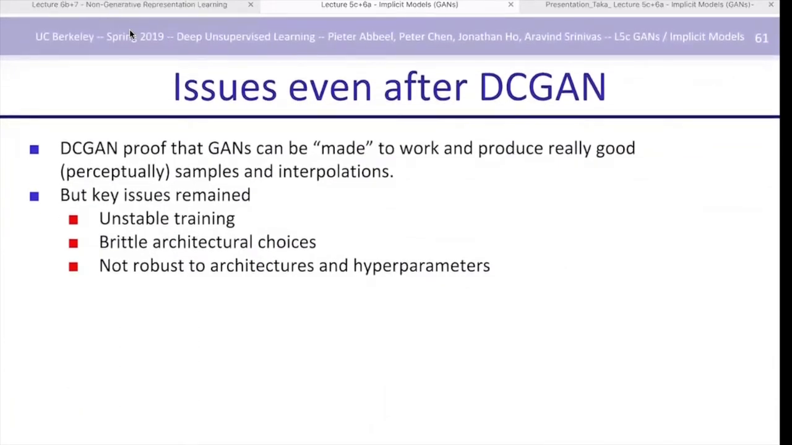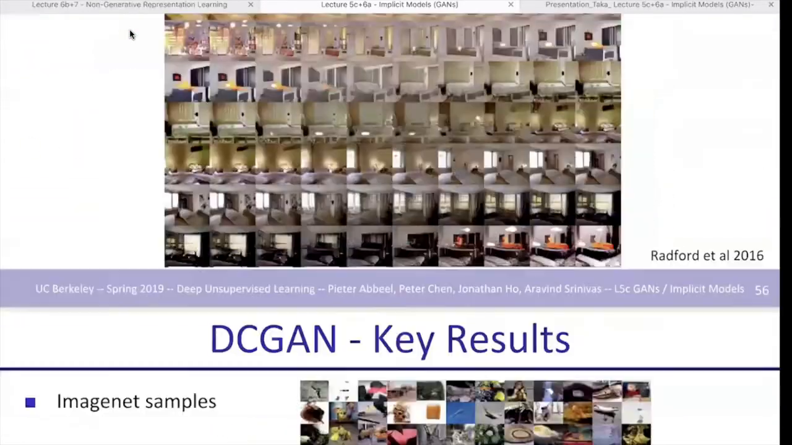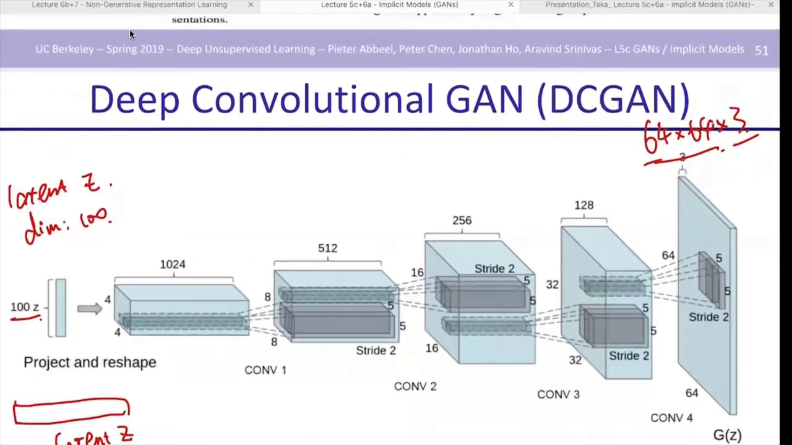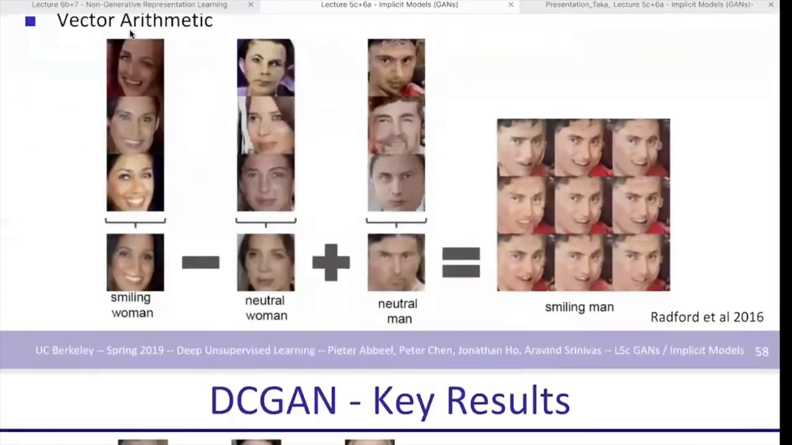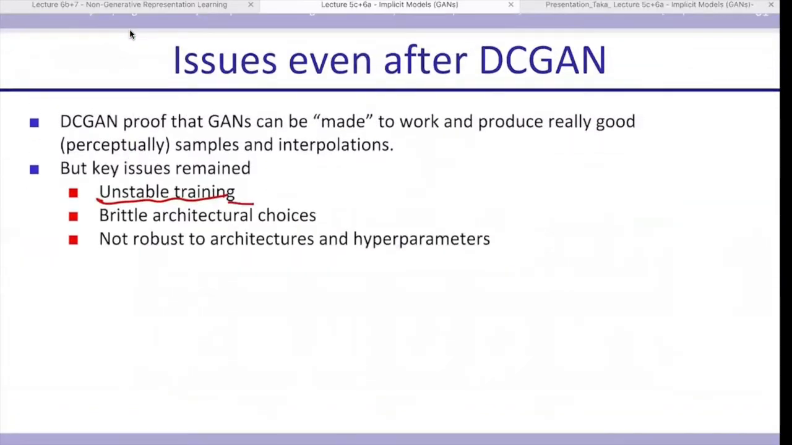So let's talk about some limitations. This is unstable training. It is unstable because you can see from this one, it uses only a 100-dimension latent Z and transfers this into pictures whose dimension is 64 by 64 by 3. You can see there are five layers and so many parameters. So this must be a very, very big training process, and it is very unstable because the model is too big and has too many parameters.